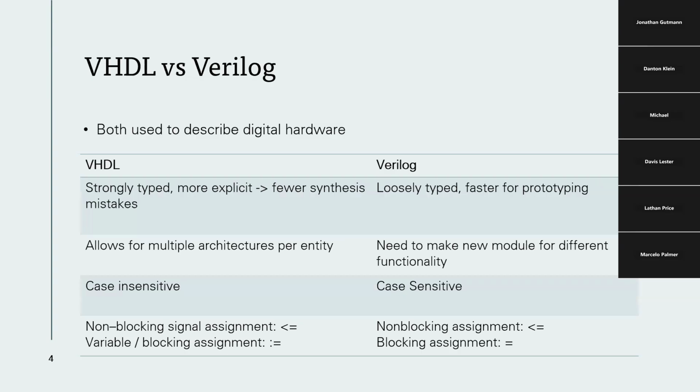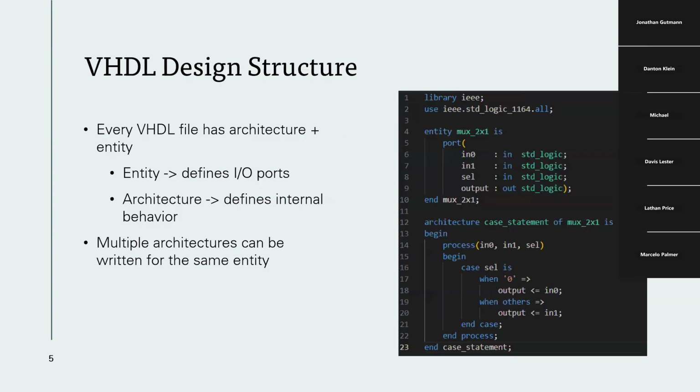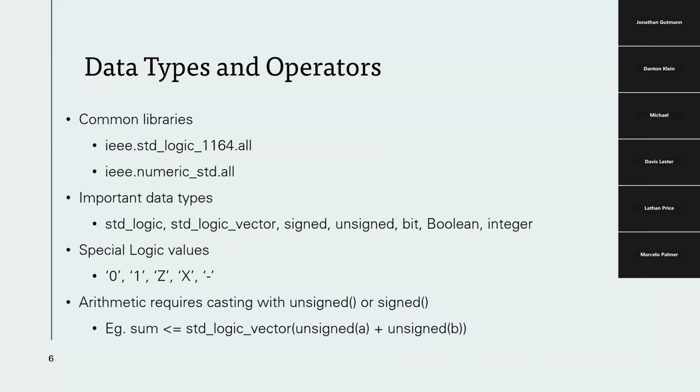VHDL versus Verilog. Verilog is another hardware description language that we'll touch on later. For the design structure of a VHDL file, we have an entity, which you can just think of in your head as a black box that has ports where we define the inputs and the outputs. And the architecture defines the behavior, how it actually acts, right? The behavior of the black box. Next, data types and operators, we'll cover that.